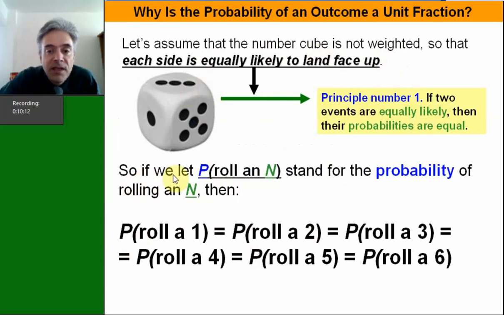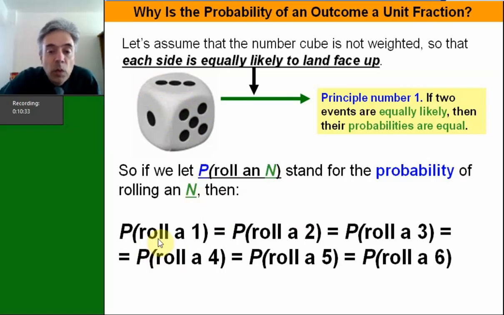So let P be the probability of rolling an n. So n will be the numbers that you have on the faces, right? So we have the numbers 1, 2, 3, 4, 5, 6. And P is the probability of each one of them facing up, like here the number 3. So it stands for the probability of rolling an n. So we're going to be using this equation.